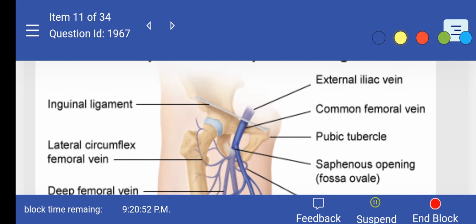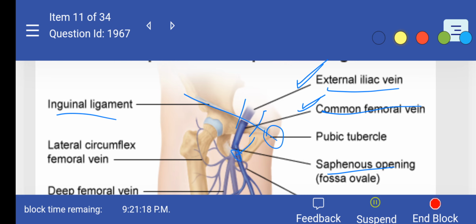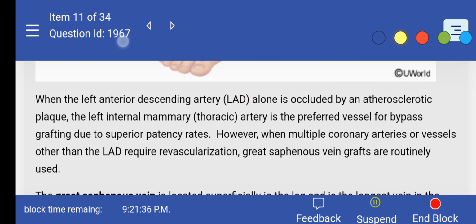When we move upward, passing above the inguinal ligament, it drains into the external iliac vein. So above the inguinal ligament we have the external iliac vein. Below that we have the common femoral vein, and then the great saphenous vein. Over here, this is the pubic tubercle, so we have the inferior side of the tubercle and the lateral side of the tubercle.